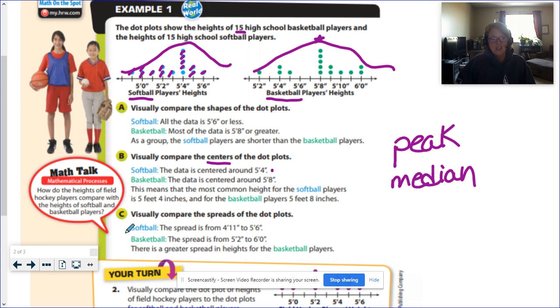Okay. Compare the spreads. Well, from 4'11" to 5'6", which gives you about a 7-inch spread there. Here, the spread is much wider. You've got a few shorter people. They probably have got good hustle. Maybe they're a good point guard or a good shooting guard. 5'2" to 6'0". That's about a 10-inch spread. There's a bigger spread in the basketball players than for softball, to be sure. All right. This is the kind of work you're doing today.